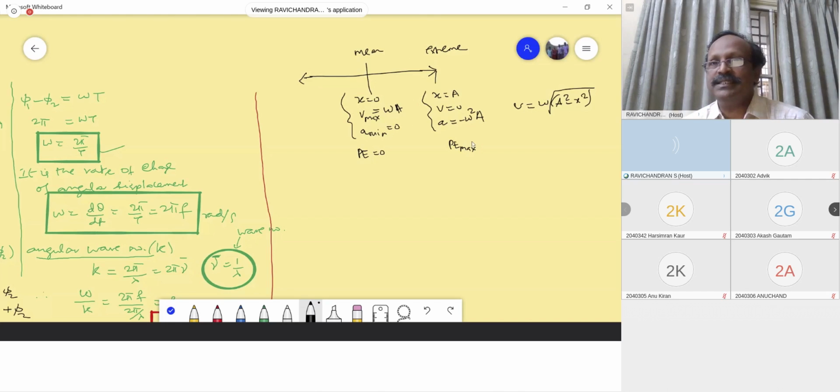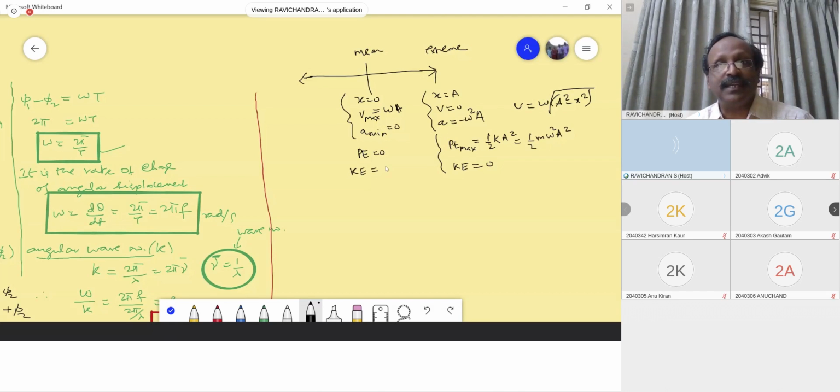Potential energy is maximum, right? This can be given as half k a square, where k is equal to omega square m. So m omega square a square is the maximum potential energy, at which the kinetic energy is 0 at this point, remember. And here the kinetic energy is maximum.